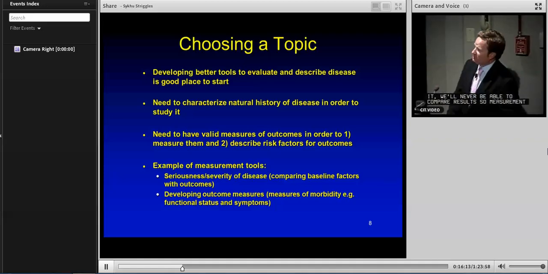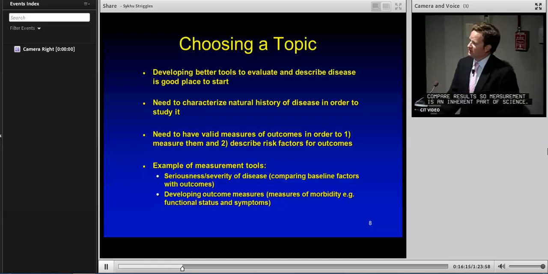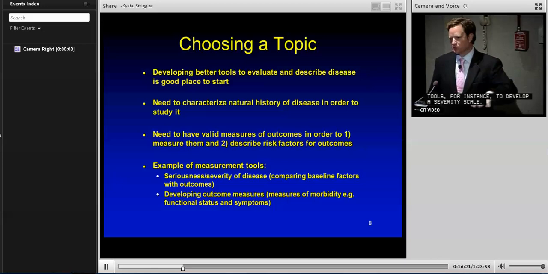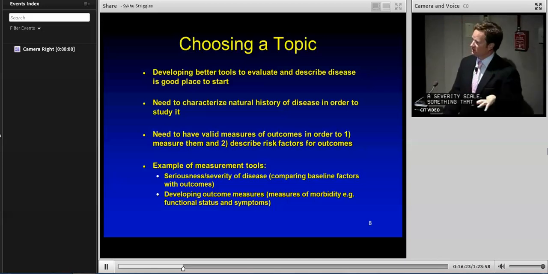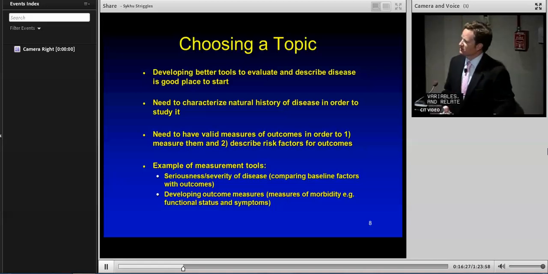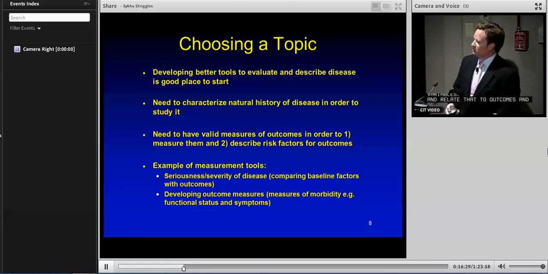So some examples of measurement tools would be, for instance, to develop a severity scale, something that takes baseline variables like how old a person is, what comorbidities they might have, what medicine they're on, and actually relate that to outcomes, and developing the outcome measures themselves. For instance, measures of morbidity like patient functional status and symptoms.